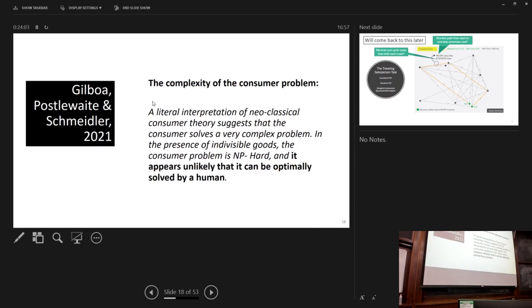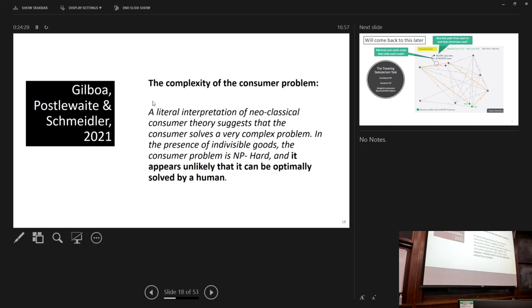The consumer problem is, the technical term is NP-hard, non-deterministic polynomial. I'll come back to that later. And it appears unlikely that it can be optimally solved by a human. Am I allowed to do economics bashing here, since I am a member of the faculty? They say I'm graced to make this joke, right?